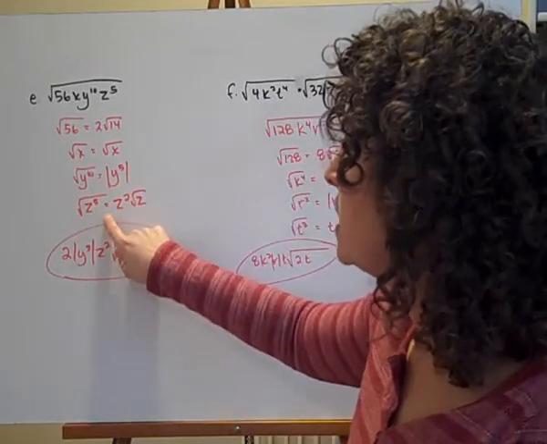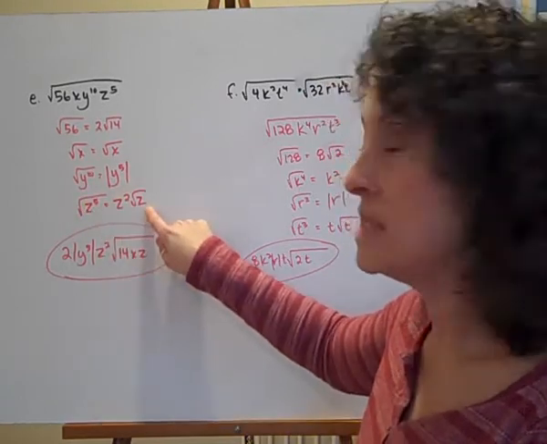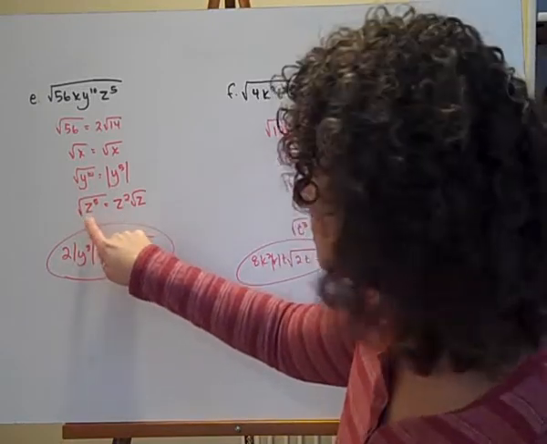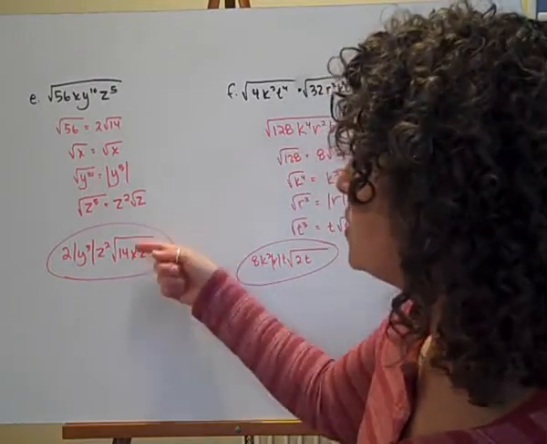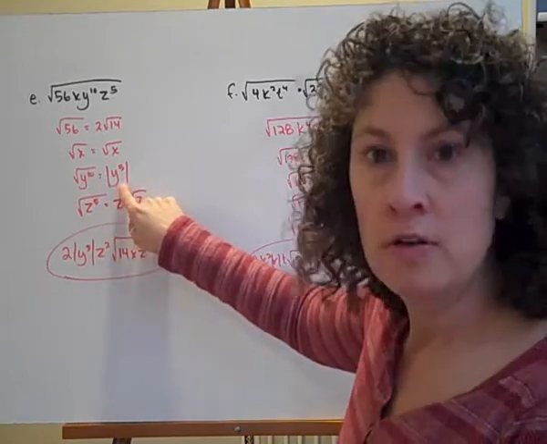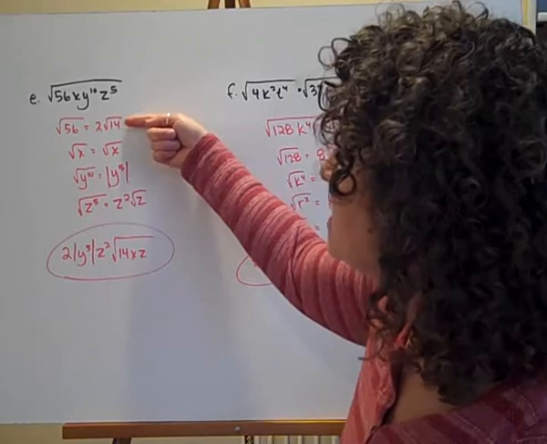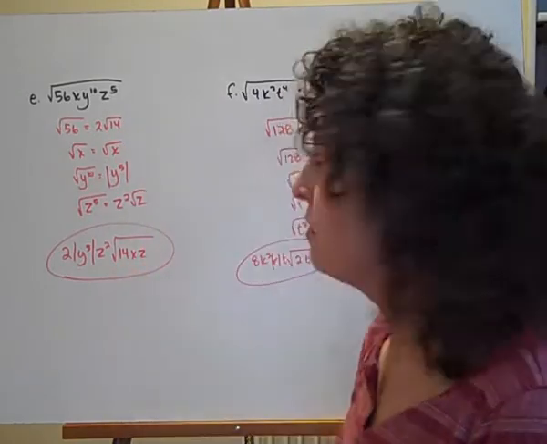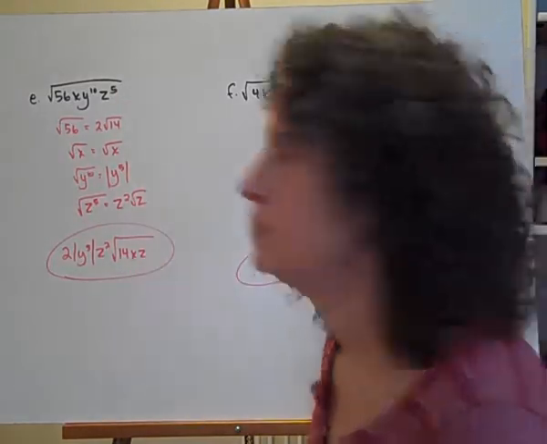Z to the 5th equals z to the 2nd times z. So I can break this up into z to the 4th times z. So I end up with z to the 2nd times my z. All right, so I'm going to put these back together. So my 2, my absolute value of y to the 5th, and my z squared are all on the outside of my radical symbol. Inside my radical symbol, I have 14x and z. So there is the simplest radical form of this original radical.